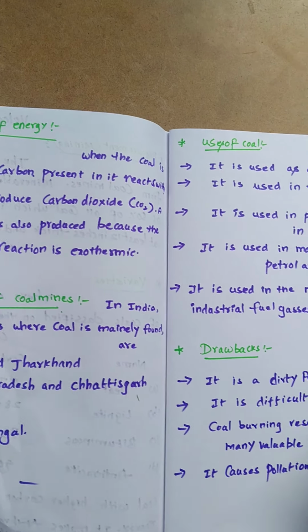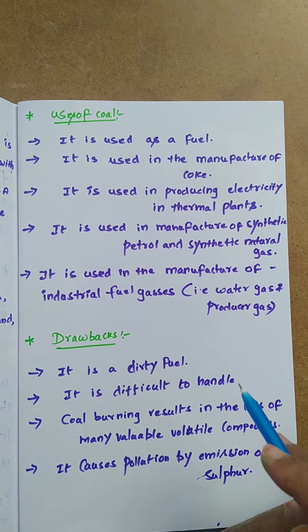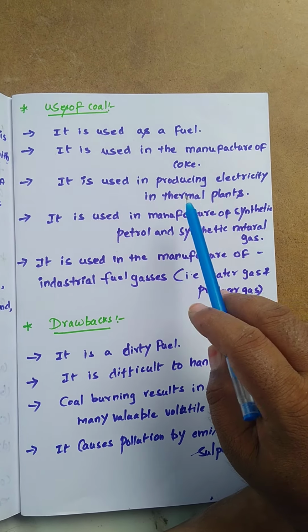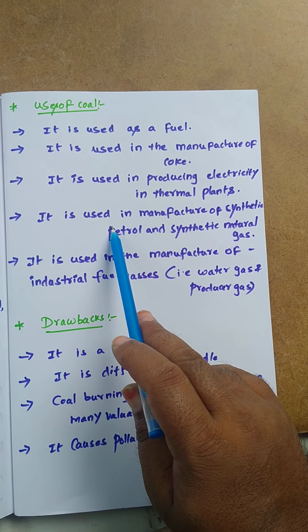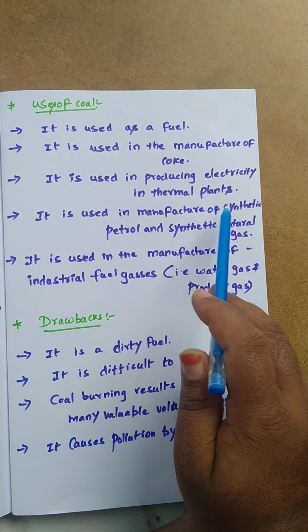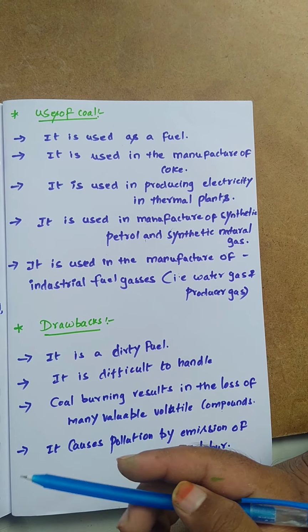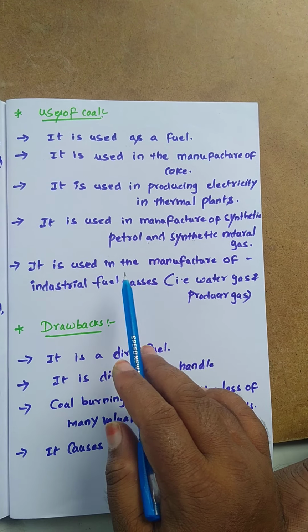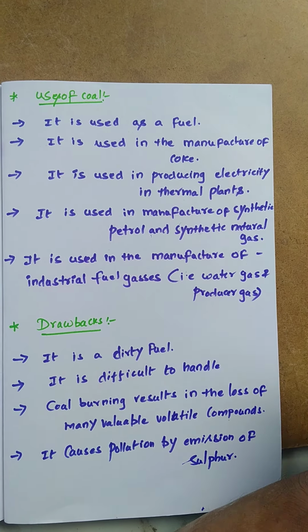Next, uses of coal. It is used as a fuel, we know very well. It is used in the manufacture of coke, in producing electricity in thermal plants, and in the manufacture of synthetic petrol and synthetic natural gas. It is also used in the manufacture of industrial fuel gas, which is water gas and producer gas, right?